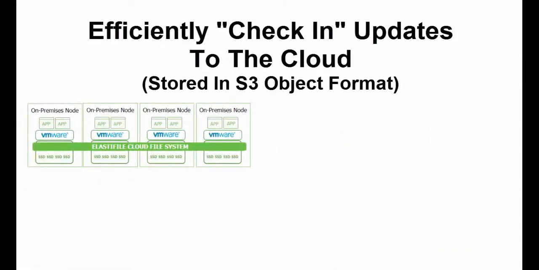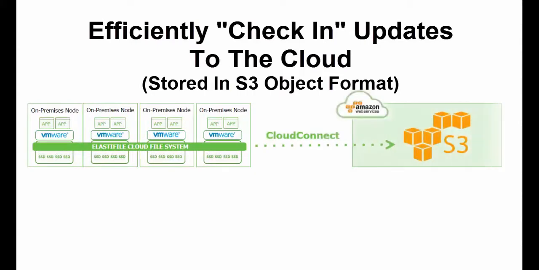Next, we'll leverage Elastifile's Cloud Connect capability to efficiently check in our updated files to the public cloud, where they'll be stored in the very space-efficient, cost-effective S3 object format. Again, as we discussed previously, all files will be efficiently deduplicated and compressed before transfer, thereby minimizing both the cost of transfer and the time required for the transfer.